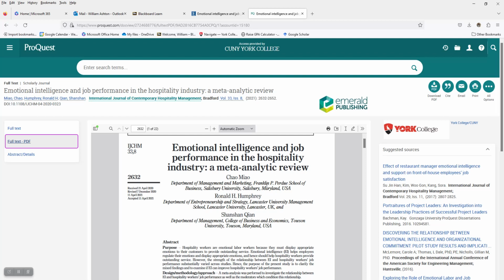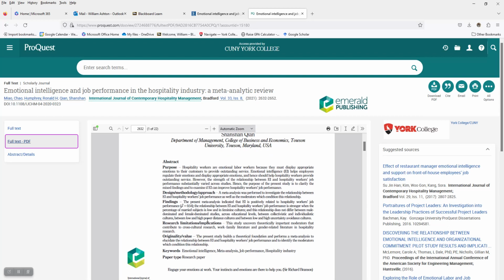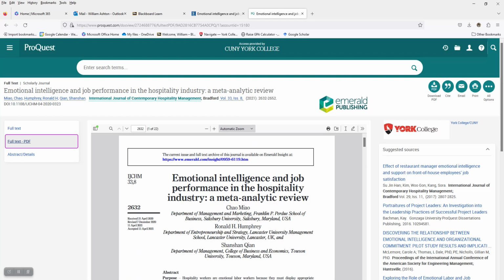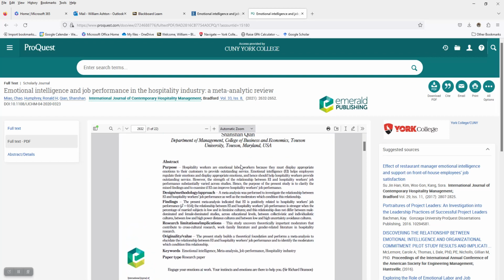All right, so the authors are marketing, entrepreneur, management. This seems like a meta-analysis. It says a meta-analytic review. Hospitality workers are emotional labor workers because they must display appropriate emotions. EI helps employees regulate their emotions.